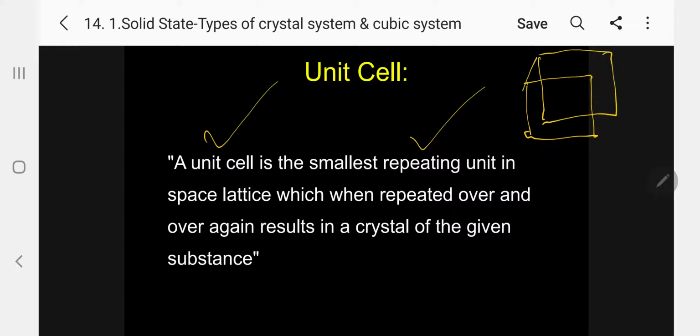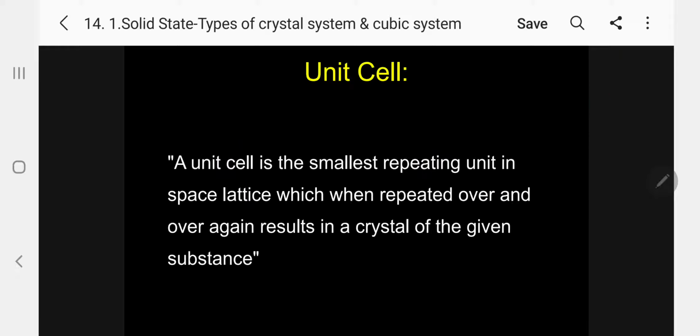Simply join, and you will get the corresponding cell. You must know how to draw. This is the simple unit cell. So your unit cell is the smallest repeating unit. When you repeat this unit cell in the space lattice over and over again, it results in a crystal of a given substance. You can compare the unit cell to a brick and the crystal lattice to a building. You can have a clear idea.